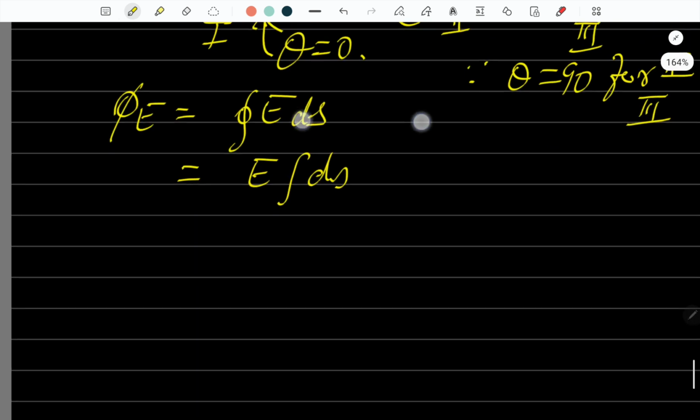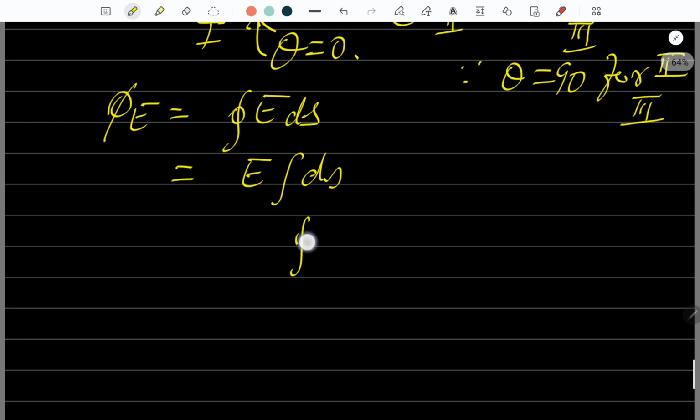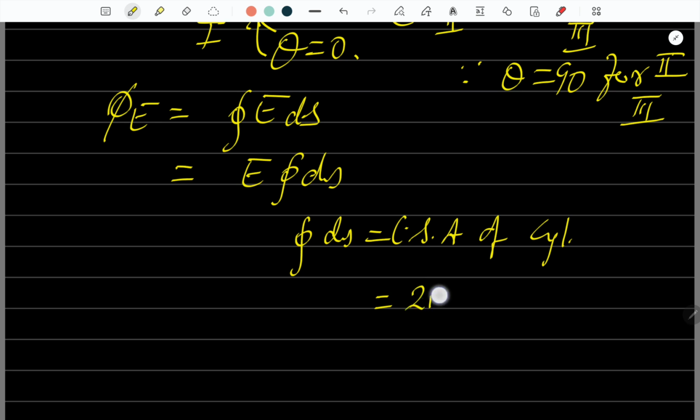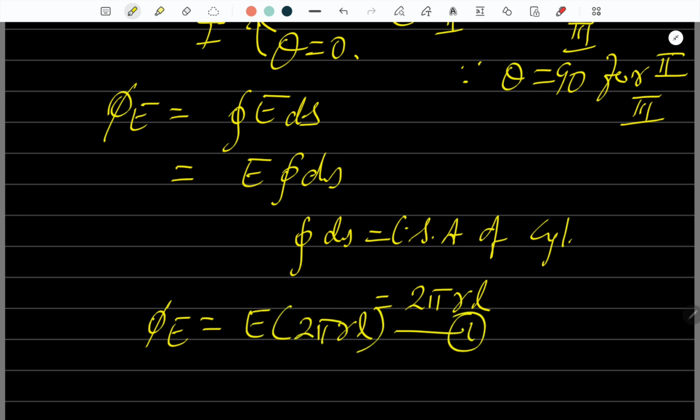Now I'll mention what ds is. Integral ds is nothing but the curved surface area of the cylinder, which is equal to 2 pi r l. So our equation becomes electric flux is equal to E into 2 pi r l. This is our first equation.